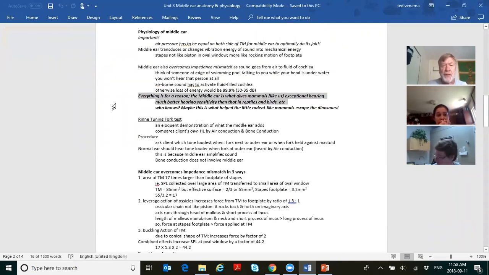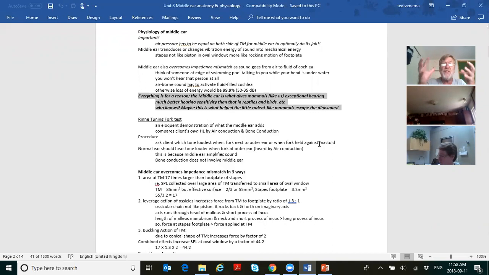Everything is for a reason, okay? The middle ear is what gives mammals like us exceptional hearing. We have much better hearing sensitivity than reptiles, birds, and other animals. Who knows, maybe this is what helped the little rodent-like mammals escape the dinosaurs. Because dinosaurs were big lizards, and they didn't have middle ears. They had an eardrum, and they had a cochlea, but they didn't have a middle ear. So they couldn't hear very well.